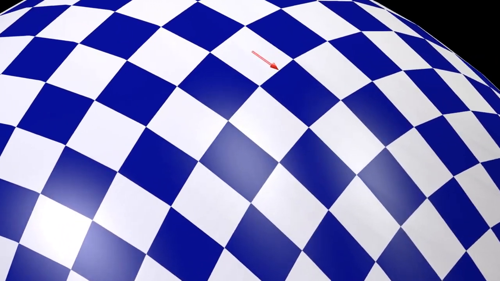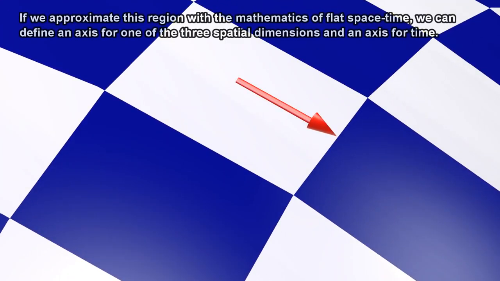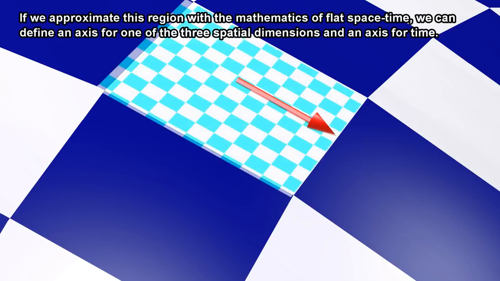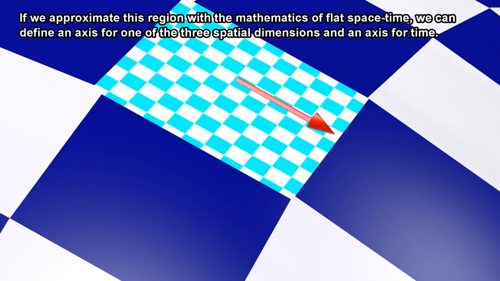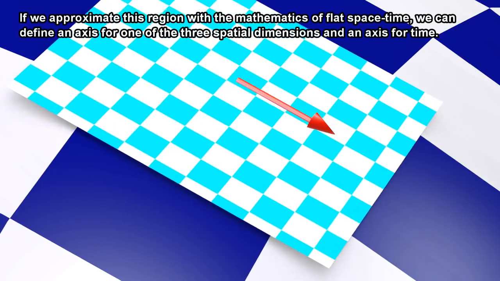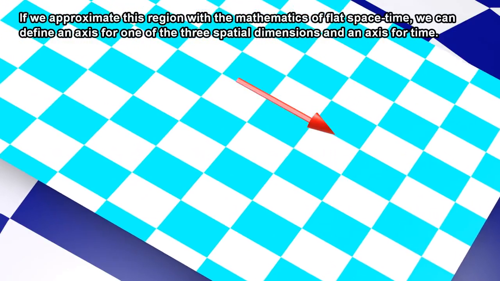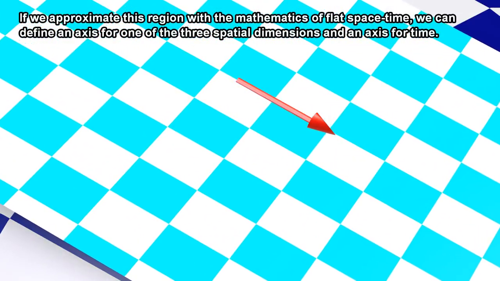Just as the Earth appears flat to us when we are looking at only a tiny portion of it, this curved space-time will also appear flat if we zoom in and look at only a tiny section. If we approximate this region with the mathematics of flat space-time, we can define an axis for one of the three spatial dimensions and an axis for time.